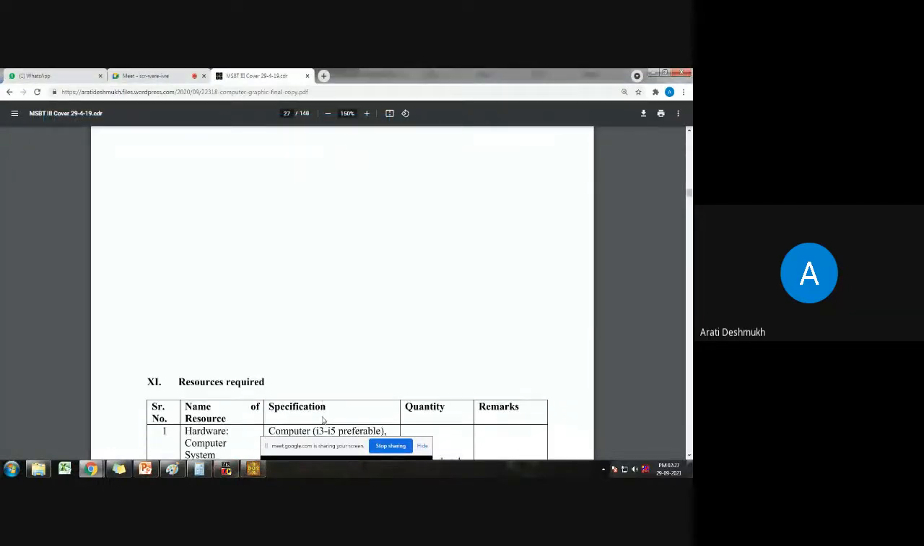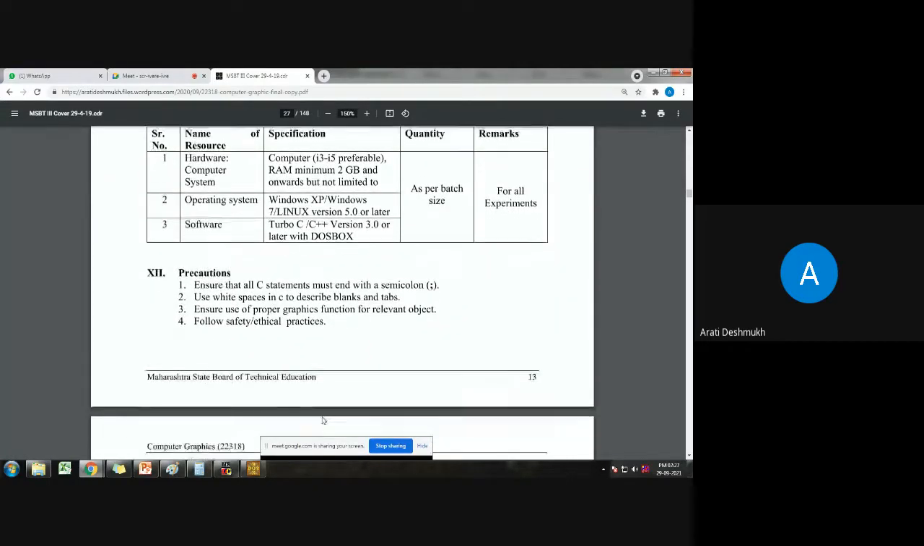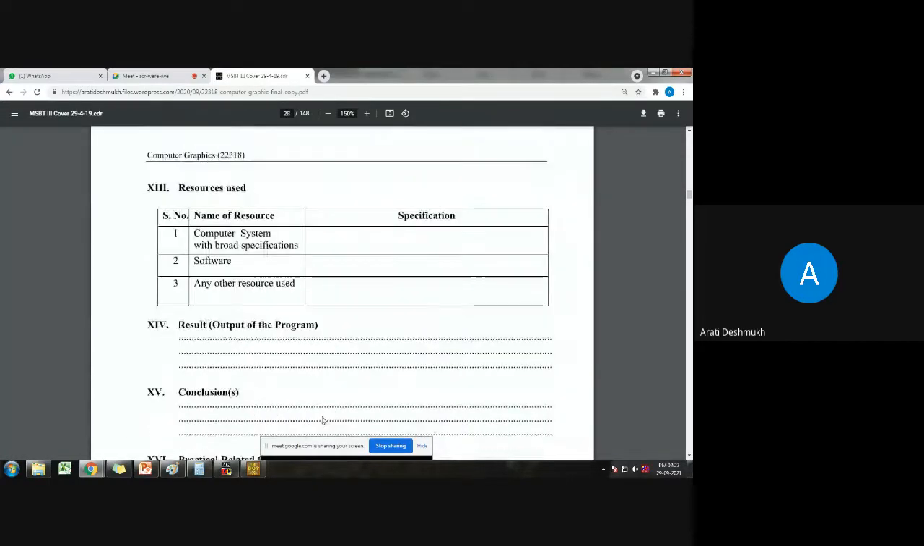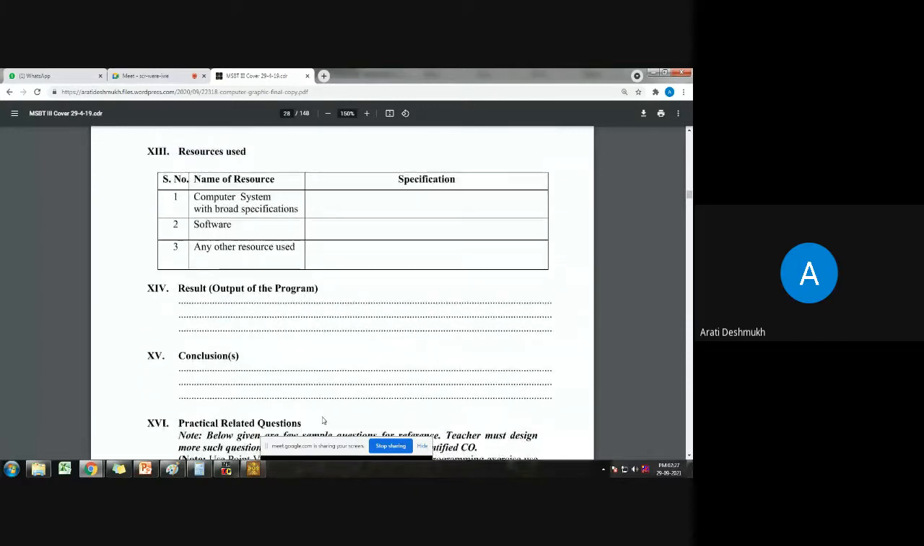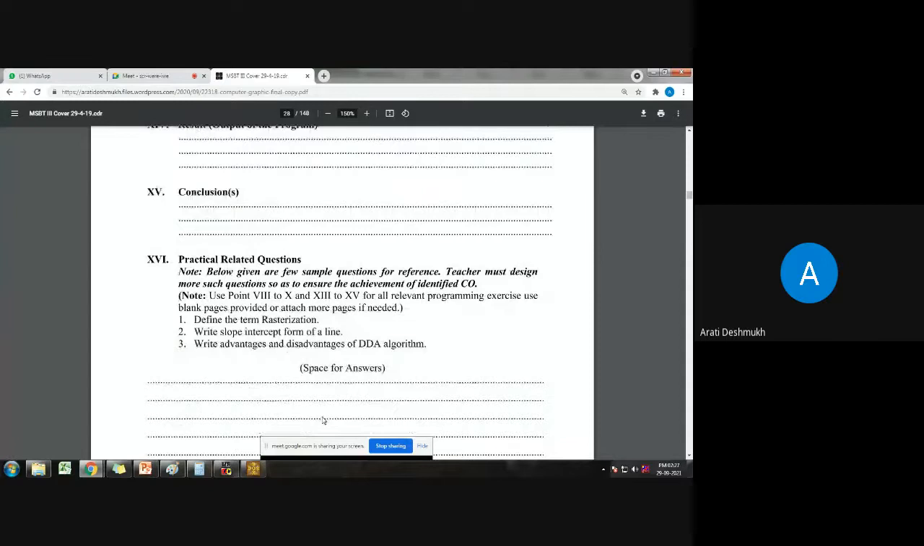So you have to write the C code over here. Then there are resources, result, and conclusion to write. There is a term, rasterization. You have to plot whatever the object is, so you can add it using rasterization.